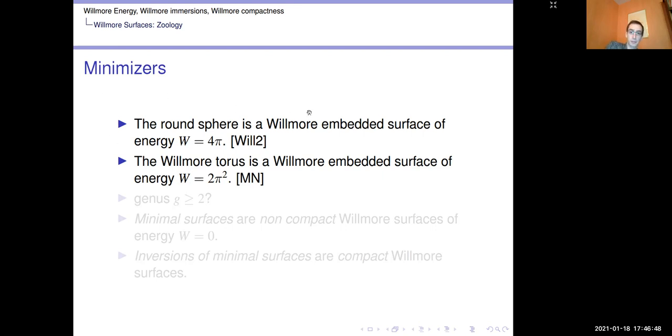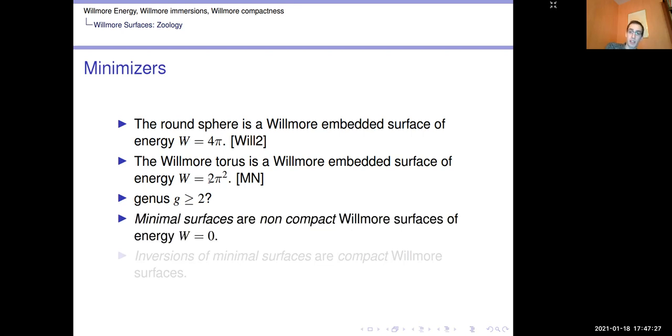The thing is, Willmore showed that the round sphere is the surface of minimal energy for compact surfaces. And he conjectured that the Willmore torus was at the minimum energy for the tori. But it was only proved recently by Marques and Neves. And in fact, for genus bigger than 2, we don't even have an outstanding candidate. So we are not likely to find examples of genus greater than 2 looking at minimizers, even in their own topological class.